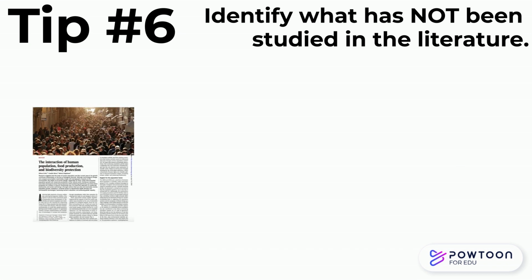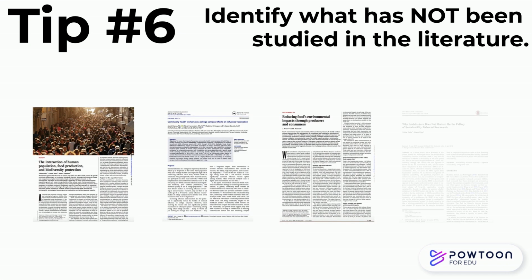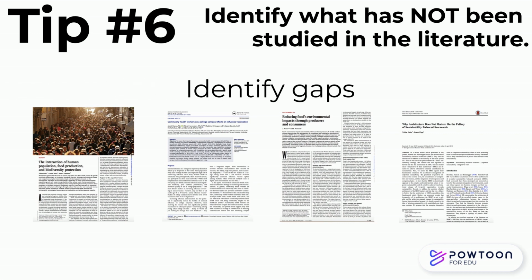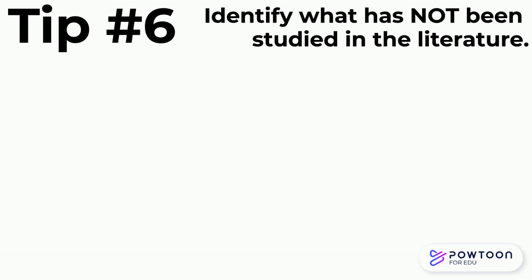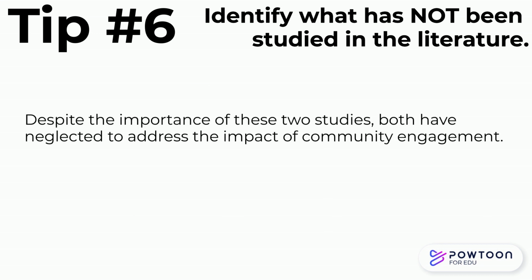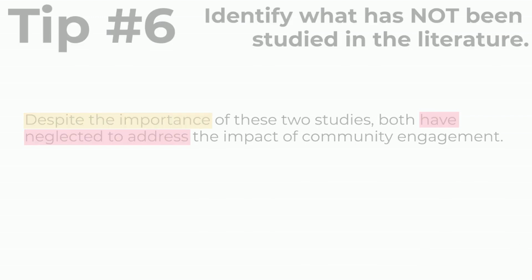Tip number 6. In your writing, identify what has not been studied in the literature. This is commonly referred to as identifying the gaps. An author can signal a gap using specific words. For example, this sentence reads, despite the importance of these two studies, both have neglected to address the impact of community engagement. Here, the use of two phrases, despite the importance and have neglected to address, help draw attention to gaps in the literature and contribute to the author's critical voice.